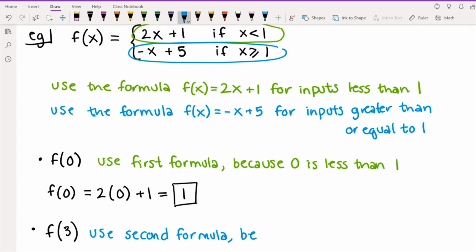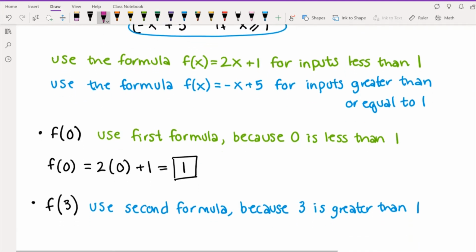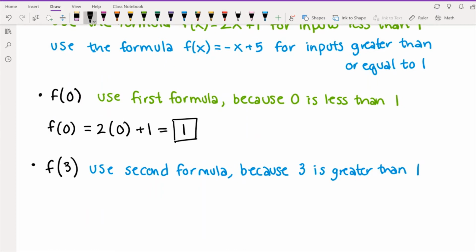and that is because 3 is greater than 1, right? And so this formula tells us that we're supposed to use the second formula if x is either greater than or equal to 1. And so in this case, it's greater than 1. 3 is greater than 1, and so that's what tells us we use the second formula.